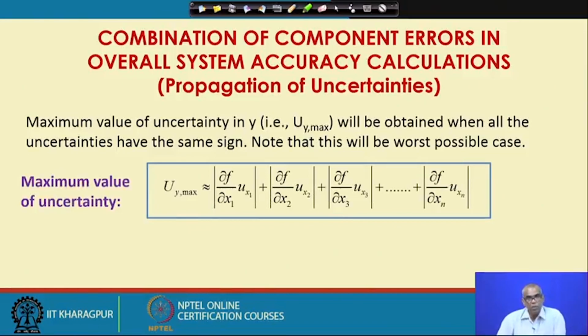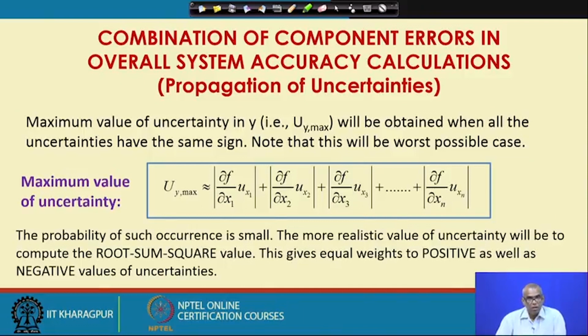So, to get the maximum value of uncertainty, you can add the absolute values of the terms del f del x 1 u x 1, del f del x 2 u x 2, and so on and so forth. But the probability of such occurrence is small, because it is unlikely that all the uncertainties will have the same sign. Some uncertainties will be positive, some will be negative. So, the probability of occurrence of all uncertainties having the same sign is small.